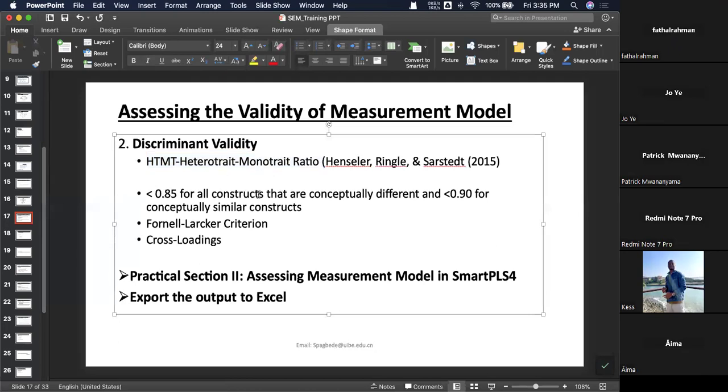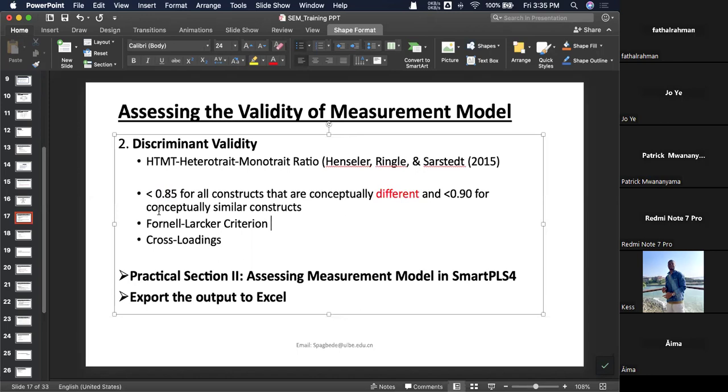Now, the condition is that for constructs that are conceptually different, please take note, the HTMT value should be less than 0.85. But for constructs that appear to be conceptually similar, the value should be less than 0.90. We'll take a look at that.